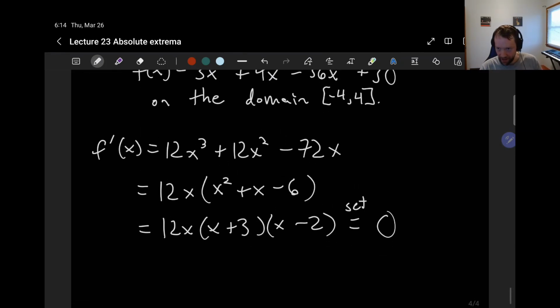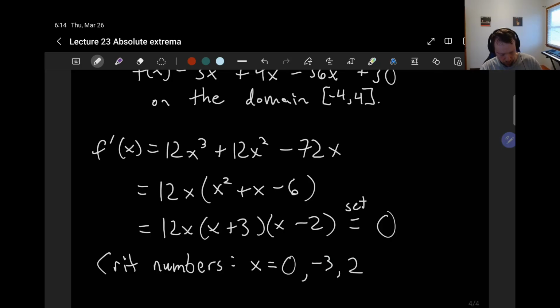And since it's already factored, this is pretty quick. Well, the critical numbers, that's just the x values of the critical points, are at 0, -3, and 2. That's when the derivative is 0.